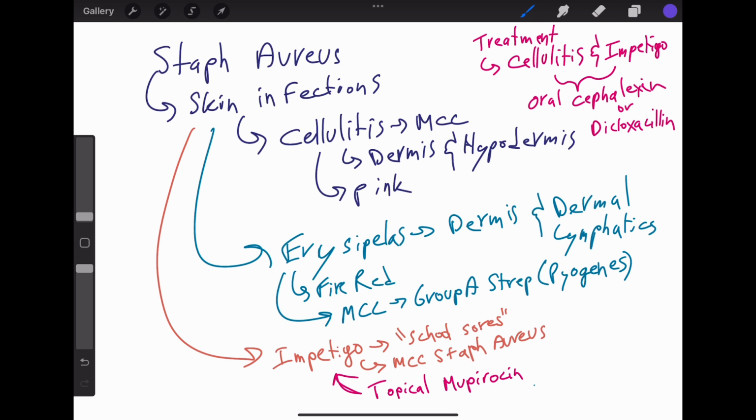Now, in terms of treatment, for cellulitis and impetigo, think cephalexin or dicloxacillin. Do not mix this up with doxycycline. You can also give topical mupirocin. This is a USMLE favorite for impetigo. For erysipelas, it is treated the same as cellulitis, despite it being more often due to strep pyogenes.